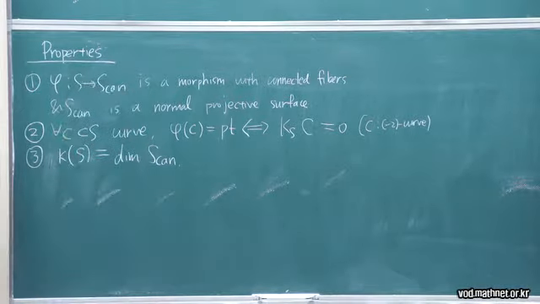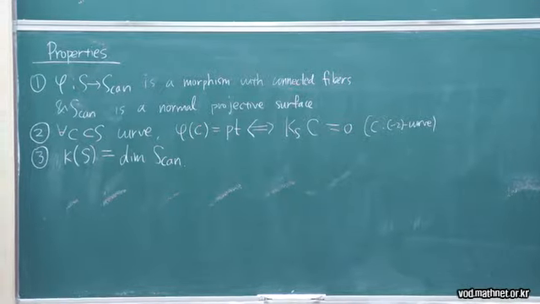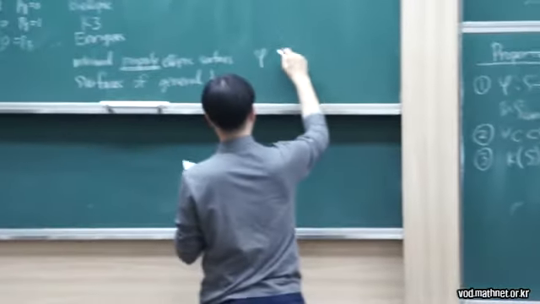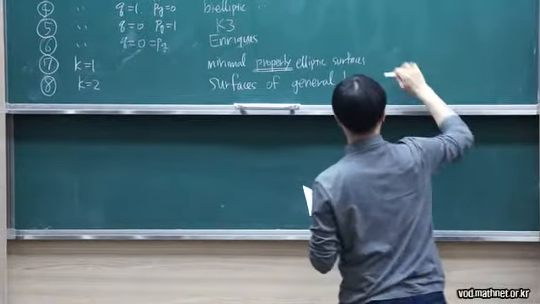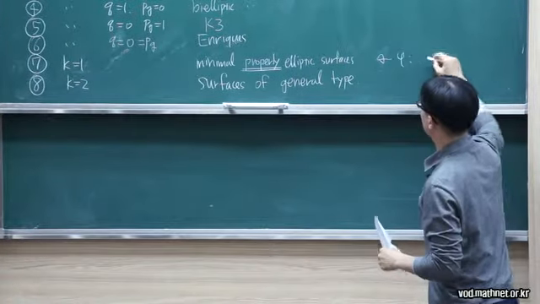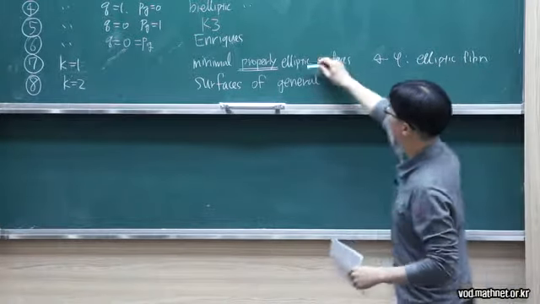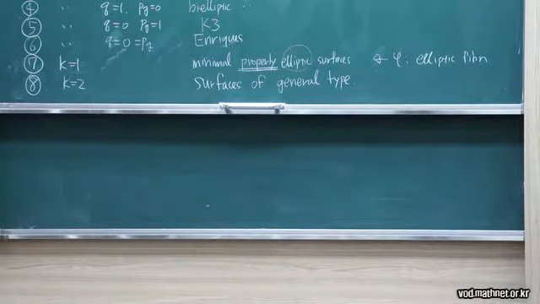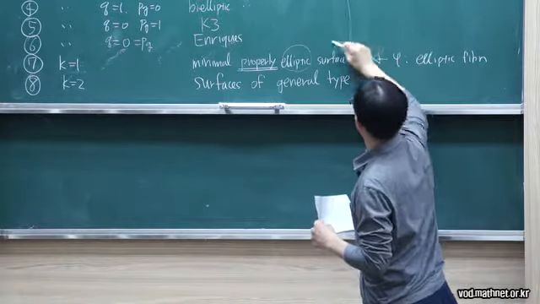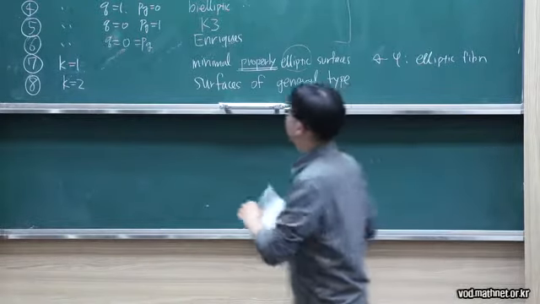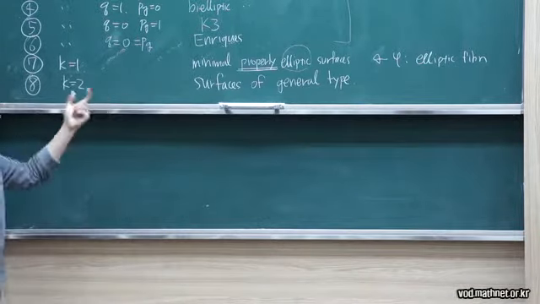And also, if we are working on this kappa 1 case, then the dimension of the canonical model is 1. So actually, in this case, the Iitaka fibration gives us the elliptic fibration structure. Okay. In this case, this Iitaka fibration is an elliptic fibration structure, which is canonically given. And for these cases, this canonical map gives a map to a point. Okay.